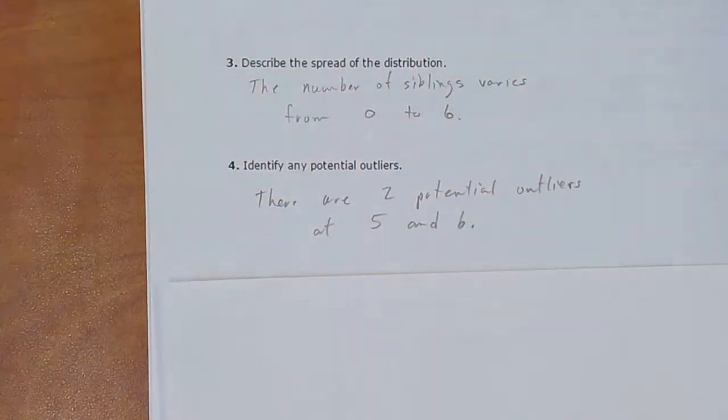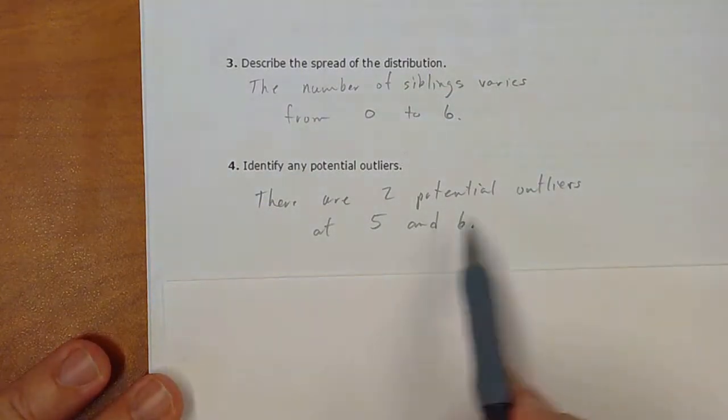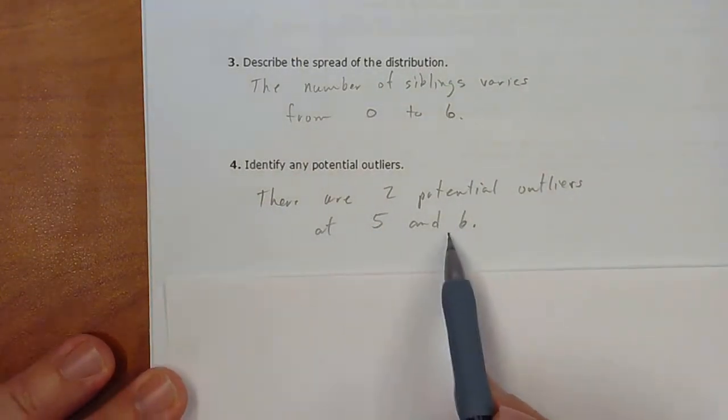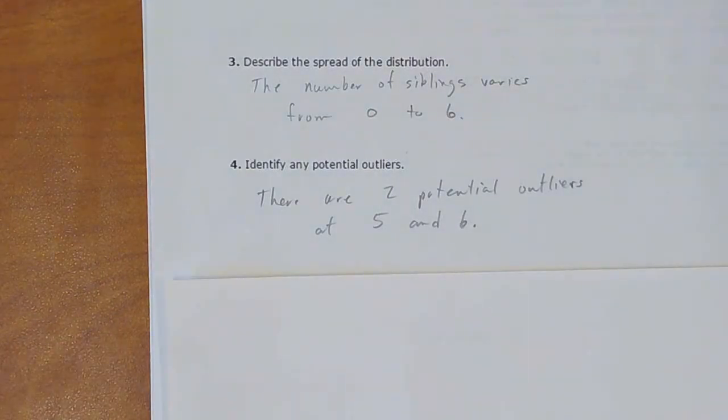So there are 2 potential outliers. We want to be safe because we don't have the formula yet. You can throw out the word potential. If it looks obvious that it's an outlier, you can just call it an outlier. Call it what it is. Yeah, 5 and 6 siblings. Okay, any other questions on 1 through 4?